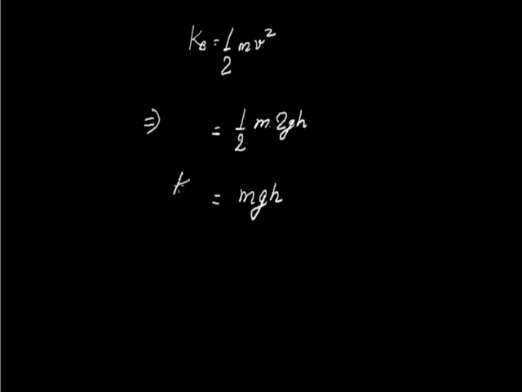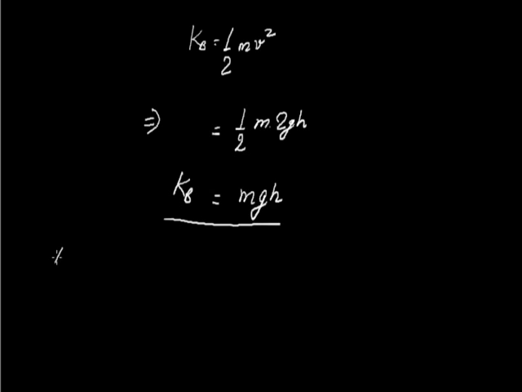Now, for the kinetic energy, the formula we use is half m v squared, where m is the mass of the object and v is the velocity of the object. Now, we can place the value of v squared from the above equation. We find half m into 2gh. This is the value of kinetic energy at point B. Solving it out, we get kinetic energy at point B equivalent to mgh.